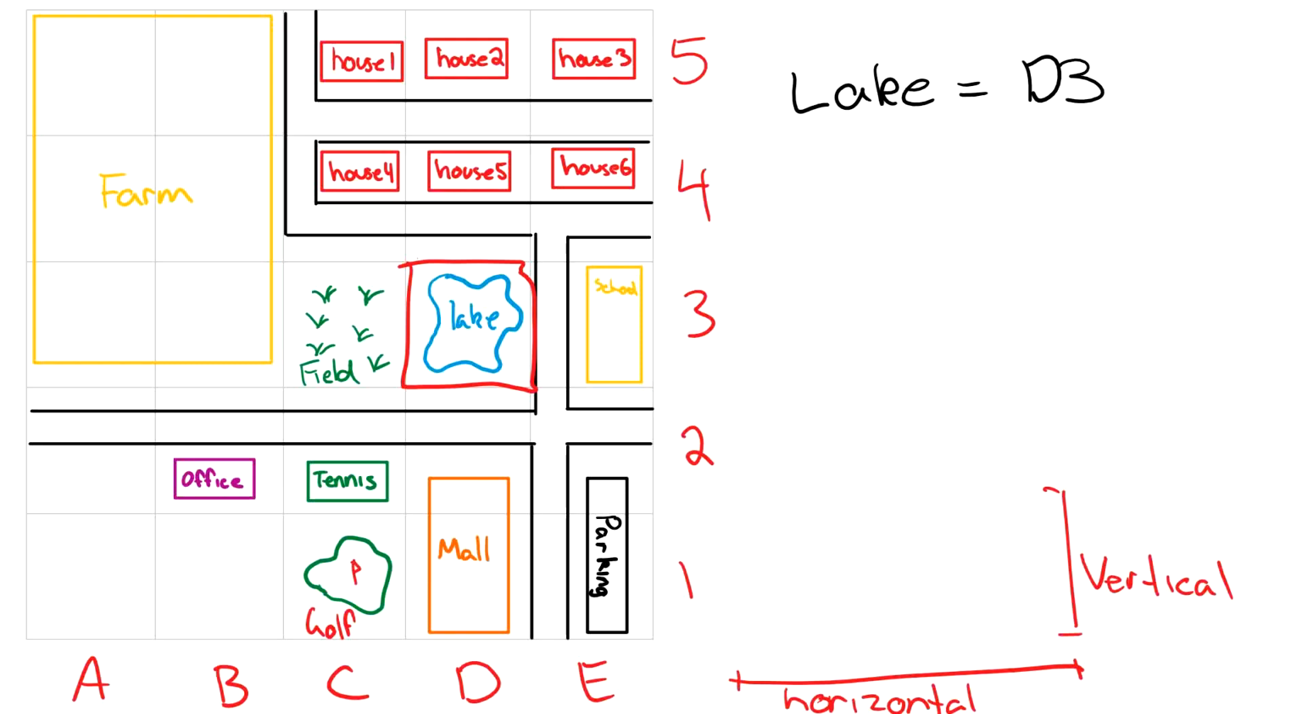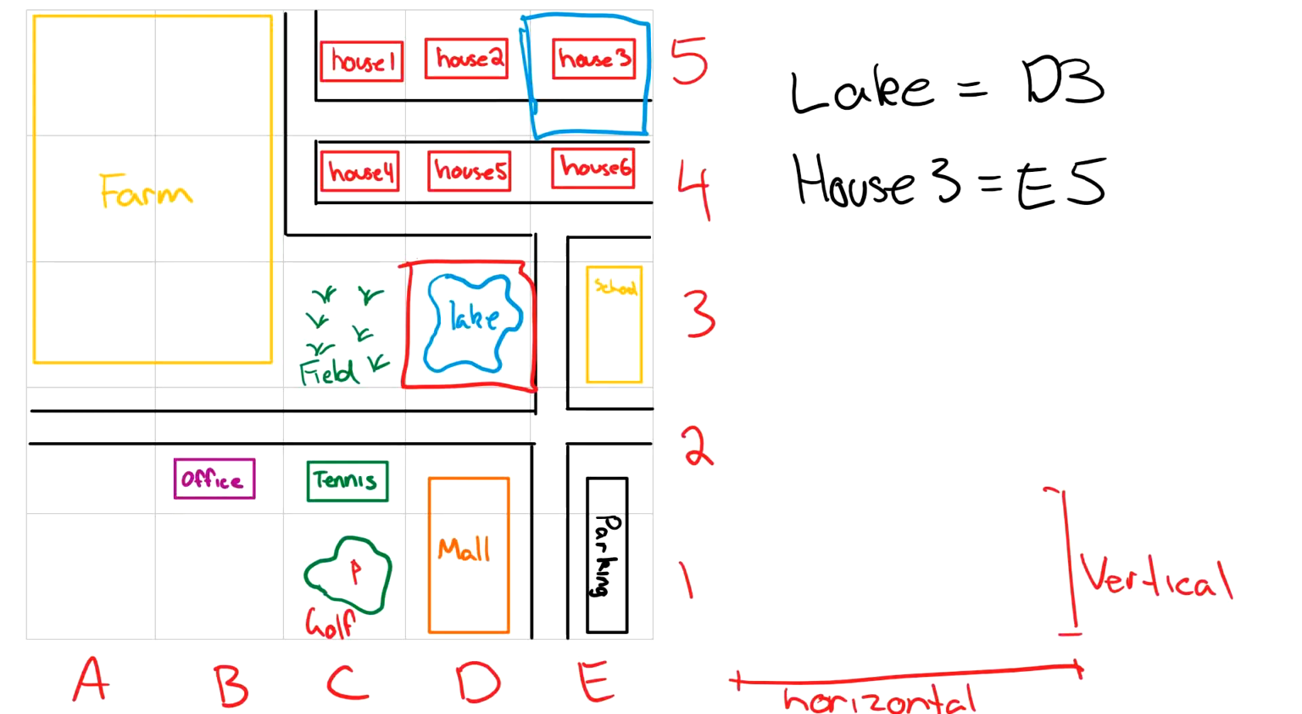Another example would be, I want you to locate where house 3 is. You're going to a party at house 3, so where's house 3? House 3 would be up here. I'll do it in a different color in this grid. So house 3 is in E5.